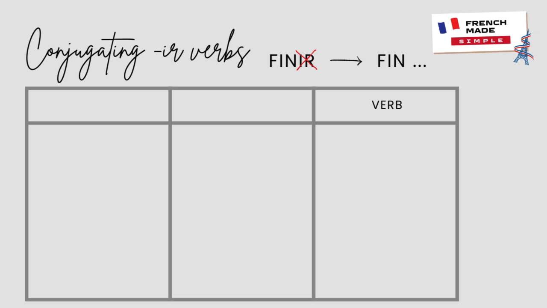Step 2, add the correct ending based on the subject pronoun. Je, tu, il, elle, on, etc. For je, the chart tells me the ending is IS. Therefore, I will need to add IS to fin, which gives me je finis. The same process applies to all subject pronouns. You just need to look at the chart and add the ending corresponding to your subject pronoun.